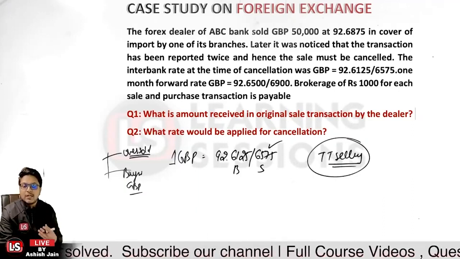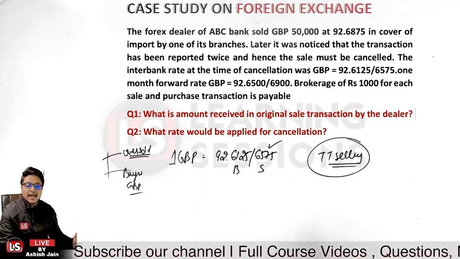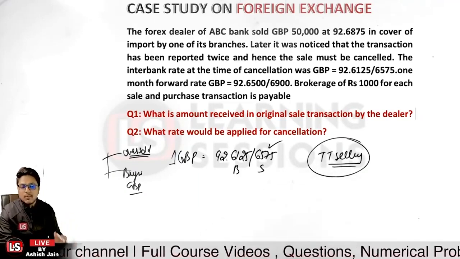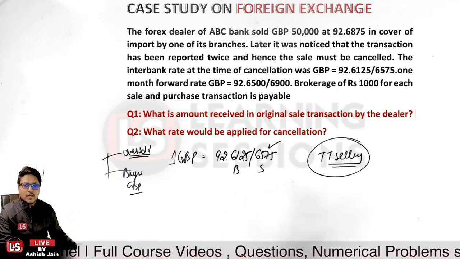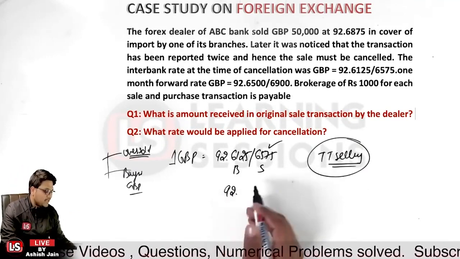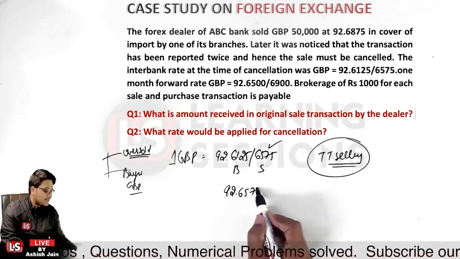So what rate shall be quoted to me? It will be the selling rate, because if I want to buy, I will be quoted a price at which the market is ready to sell. So over here, 92.6575, this price shall be quoted.